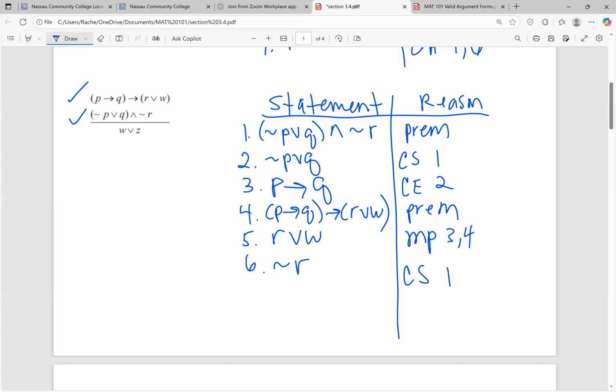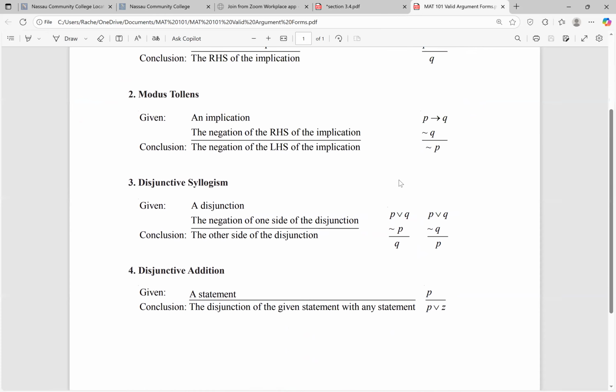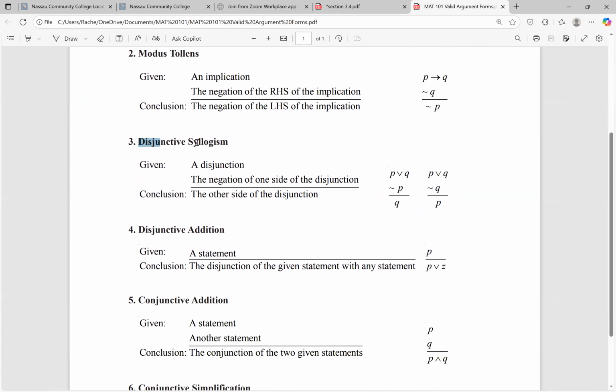And now I have an R and a not R. So this is my disjunctive syllogism. That was one of the first things that we learned, right? So if we look at our valid argument forms, disjunctive syllogism: if we have P or Q and then not P, the result is Q. If I have P or Q, and not Q, then the result in terms of the conclusion is P, right? That's going to be true.